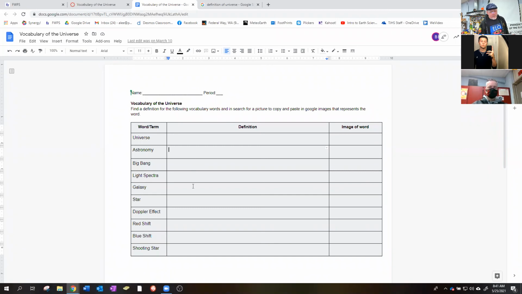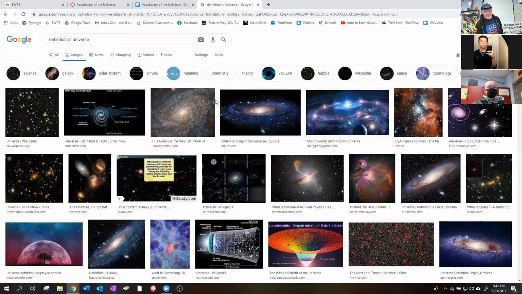Then do it for astronomy, Big Bang, light spectra, galaxy, star, all perfect. And this is an easy assignment for you guys to get through. You're just copying and pasting definitions and pictures. All right, galaxy is probably not the Milky Way, but just the galaxy in general.